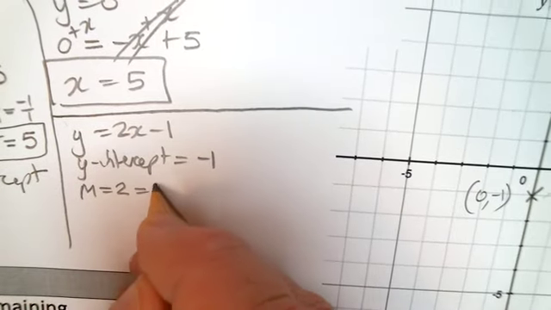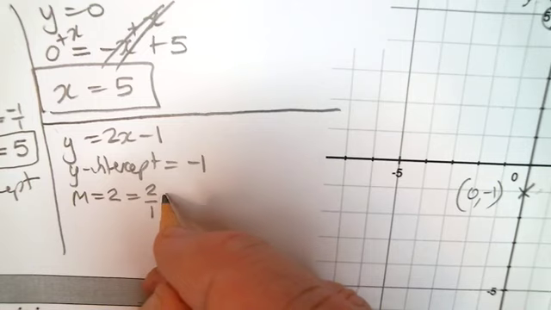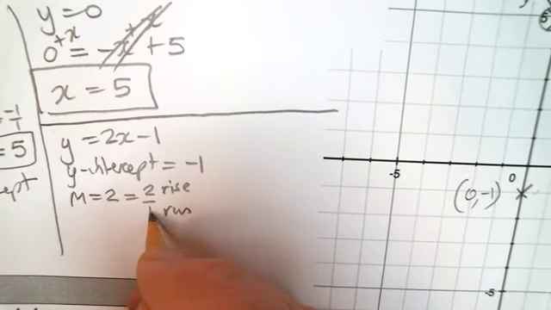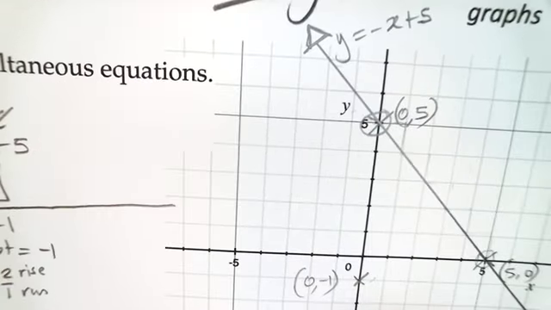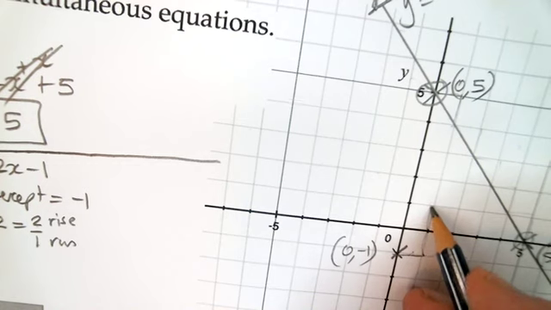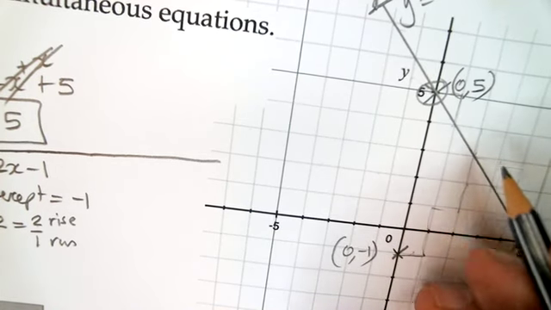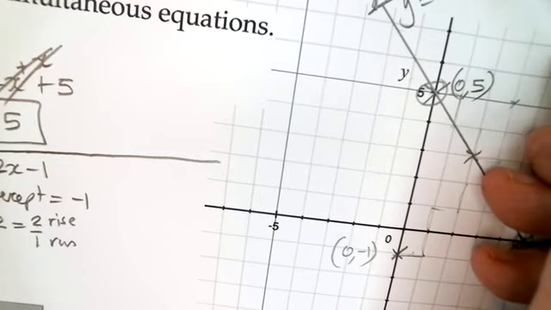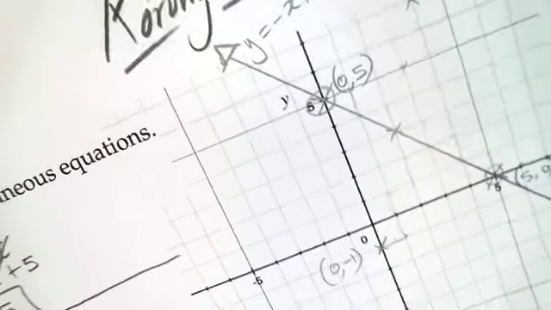which is the same as saying 2 over 1, which we need to know because this becomes the rise and this becomes the run. So it goes 1 along, 2 up. Start at the leftmost point that we know: 1 along, 2 up, 1 along, 2 up, 1 along, 2 up. So you can see we've got quite a number of points here.